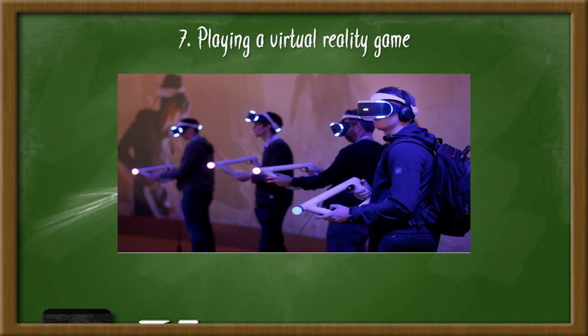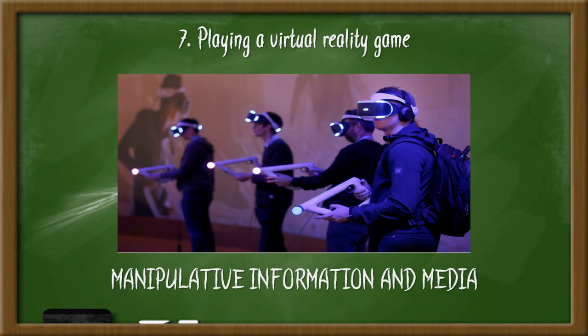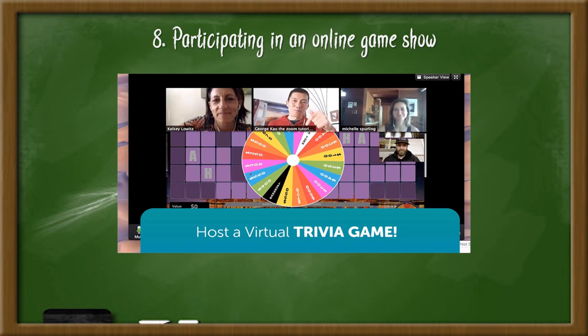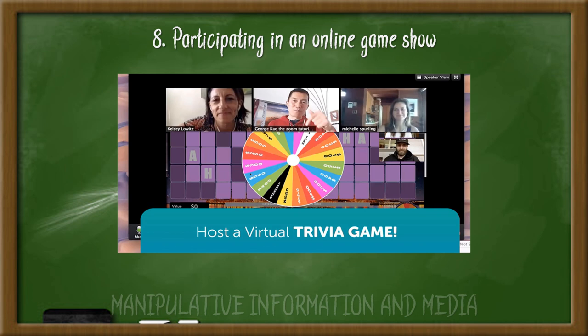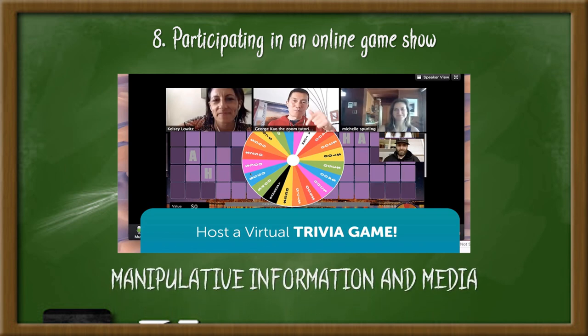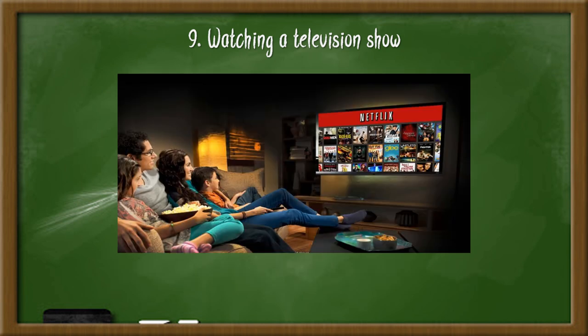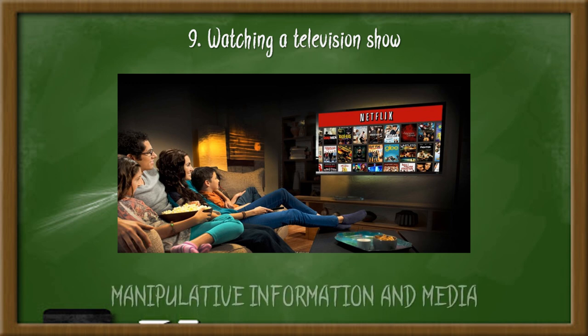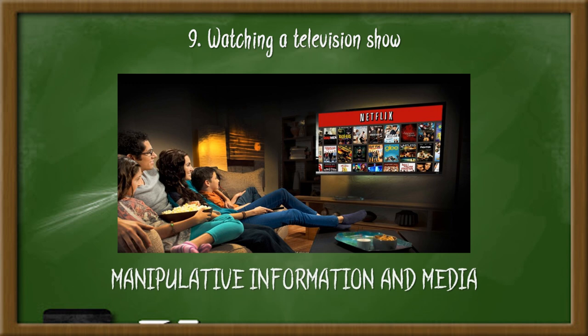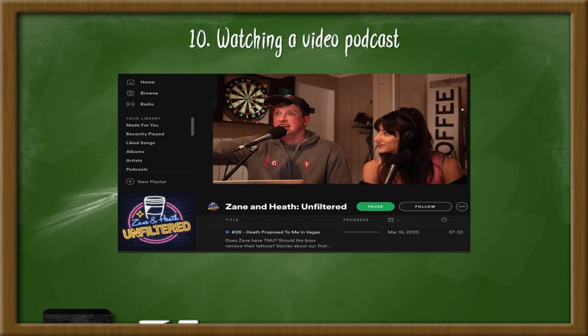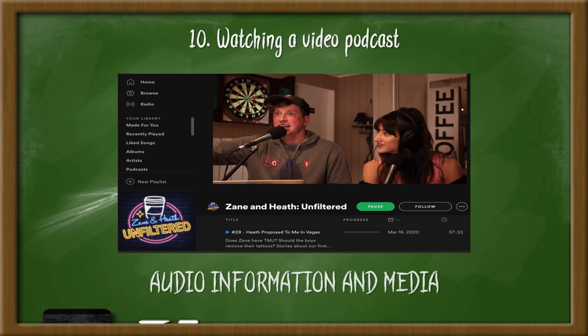Number 7, playing a virtual reality game. Amazing! That is manipulative information and media. Number 8, participating in an online game show. Wonderful! That is manipulative information and media. Number 9, watching a television show. Perfect! That is manipulative information and media. Number 10, watching a video podcast. Marvelous! That is audio information and media.